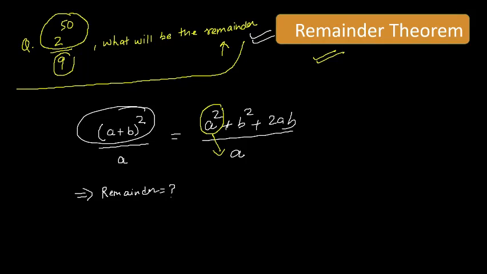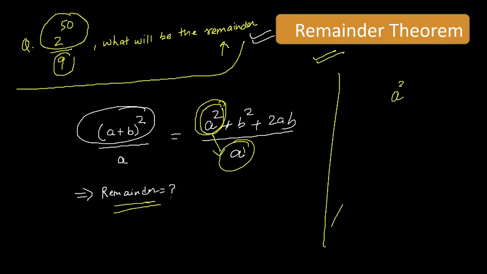Chanchal, I think you are not listening to me carefully. I'm saying when a square will be divided by a, what will be the remainder? I think you are giving me the quotient. I'm asking the remainder. 0 is correct. Good one. Why are you saying a? I am saying divide a square by a. What will be the remainder?